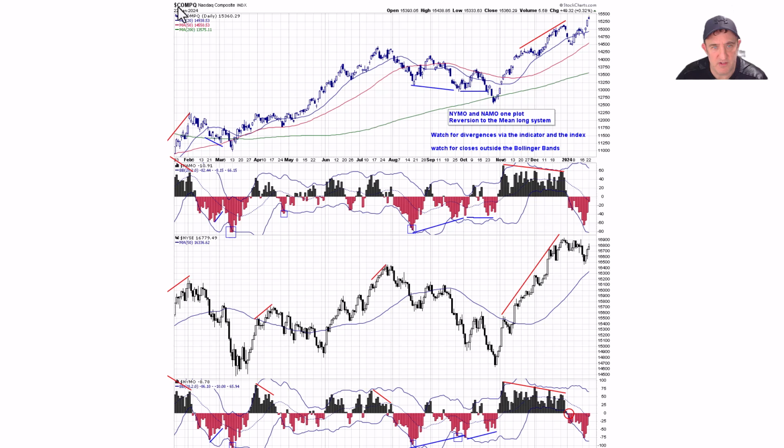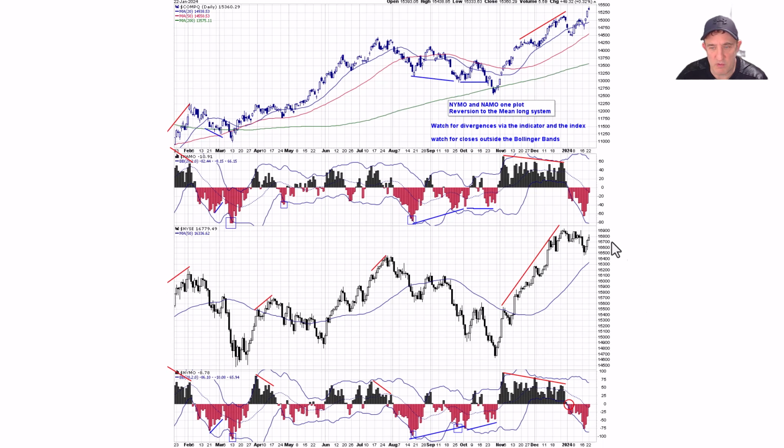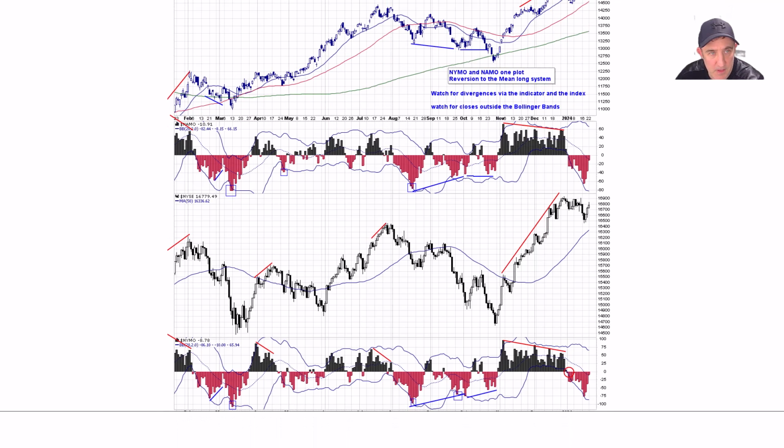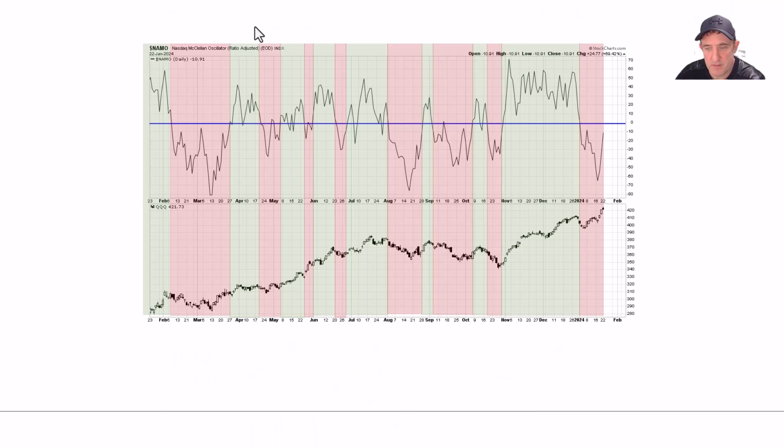Chart number 32, here's the NAMO and NIMO along with their indexes. Again, as you know, these were divergent into late December, went below zero, and so far they're still below zero. Okay, so there's still a divergence there.